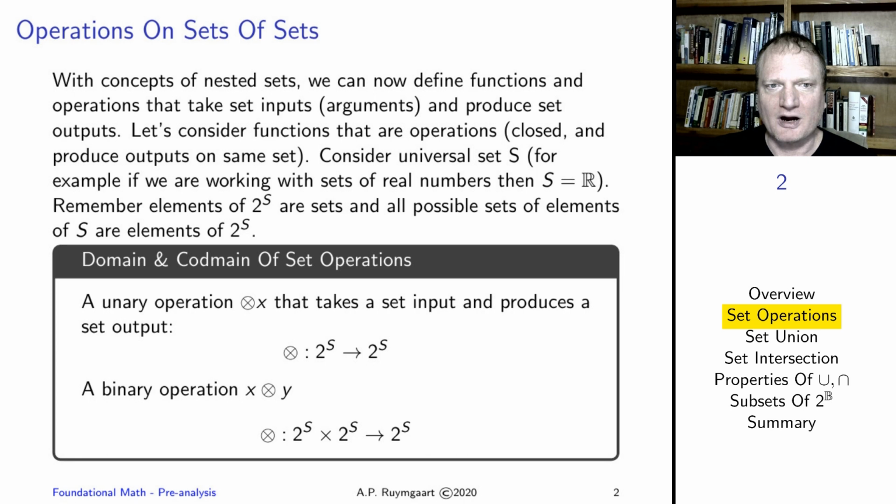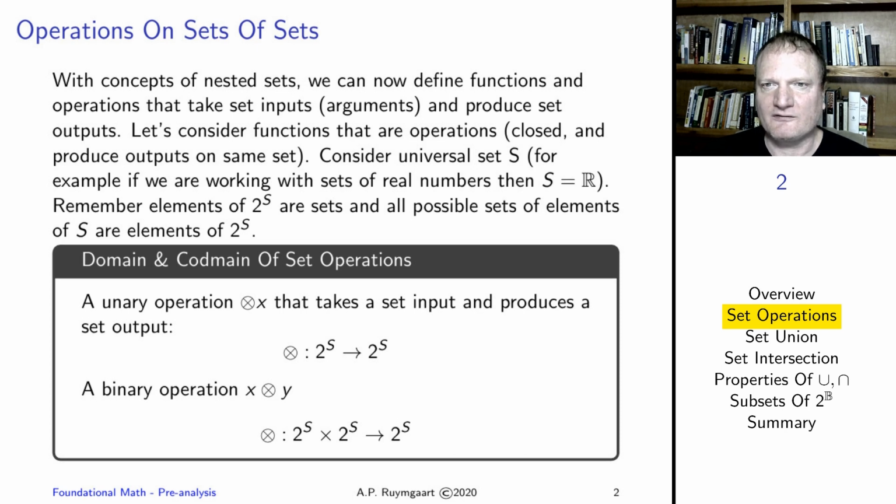Now let's talk about operations that take set inputs and produce set outputs. Thus far, we have talked about operations that are defined on sets of numbers. A unary operation on a set of numbers takes a single number input and produces another number that's another element of that same set of numbers. And a function was an operation if it was closed on all elements of that set.